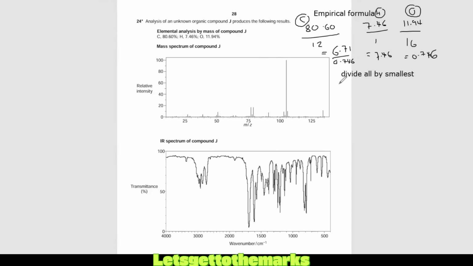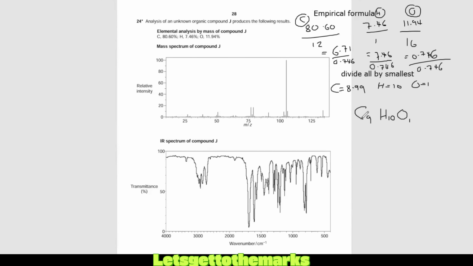So if we do this first one, 6.71 by 0.746, we find out we've got 8.99 carbon. That basically means 9. The next one, we've got 10 hydrogen. And then the final one, we've got 1 oxygen. Okay, so we end up with just 1 oxygen, and that is the empirical formula.